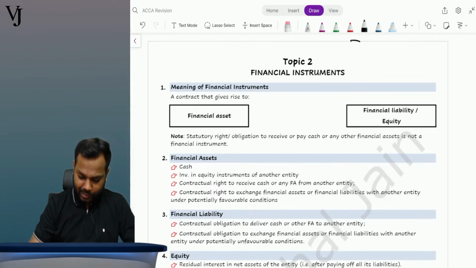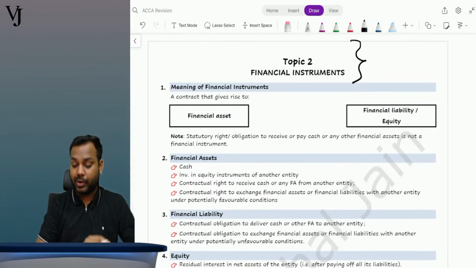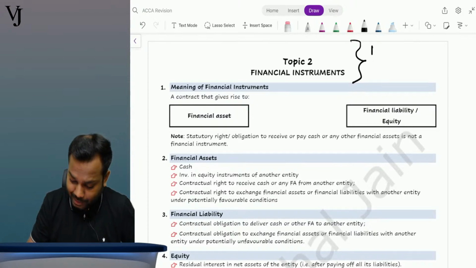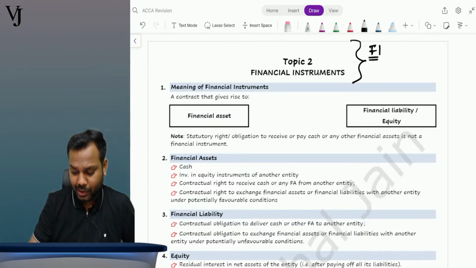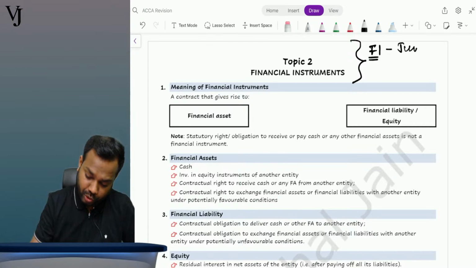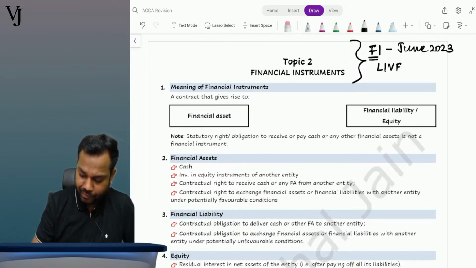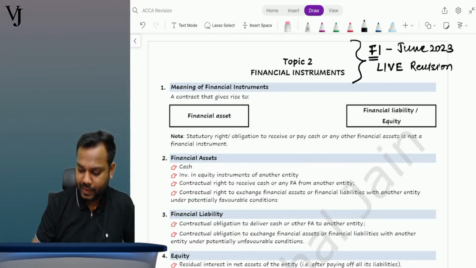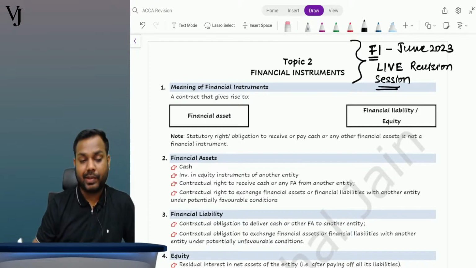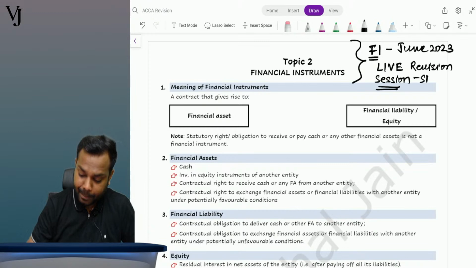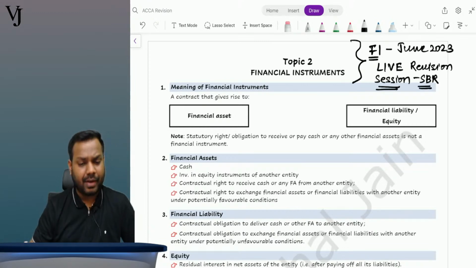Financial instruments. I'll tell you one thing. Though I have made a note specifically for you guys, for financial instruments, in June 2023, I took a live revision session for SBR. I've not taken it for FR, I've taken it for SBR.